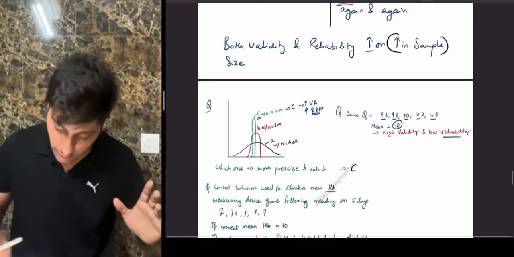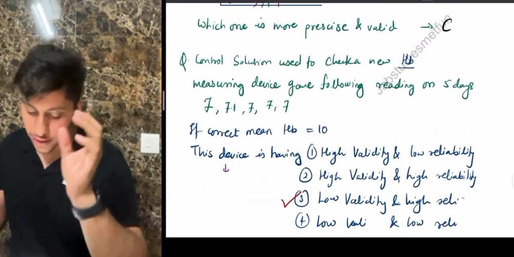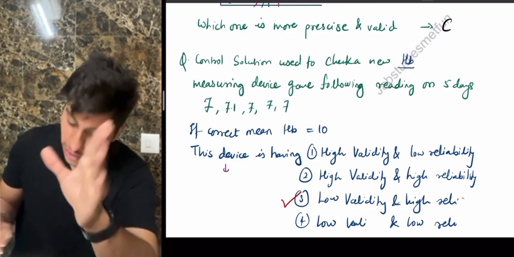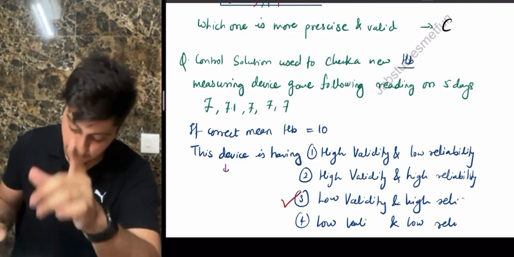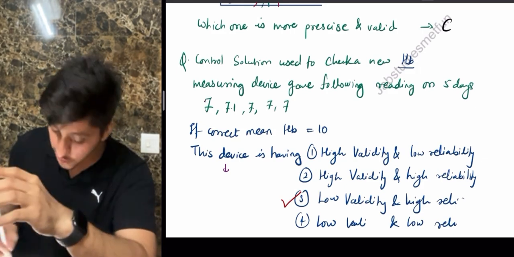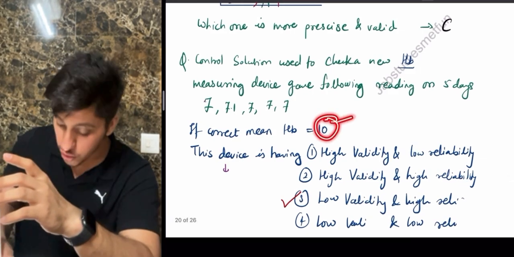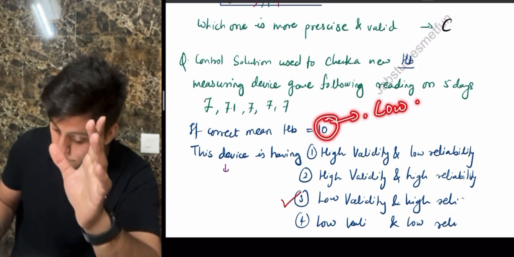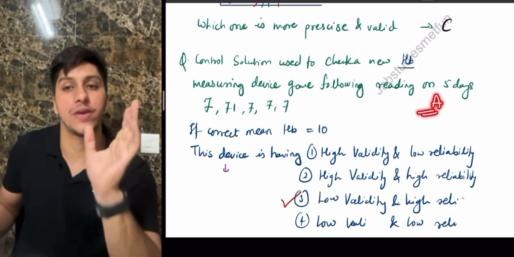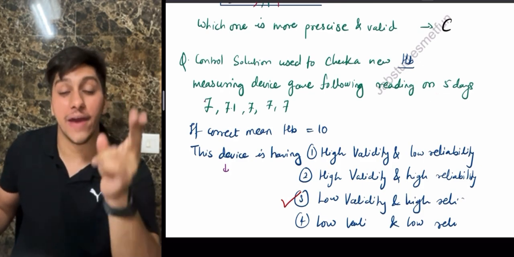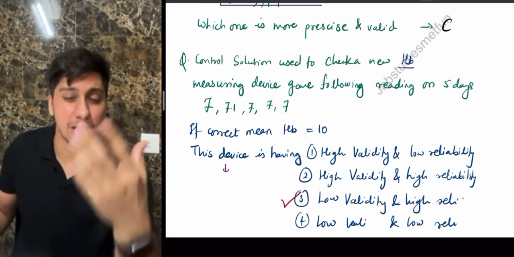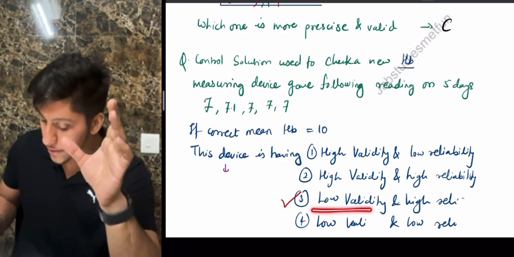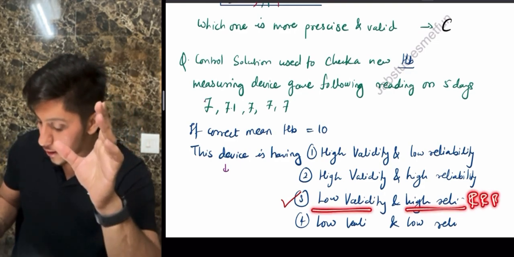Okay. Next, same question. Control solution. The control study to check a new hemoglobin measuring device was giving you these values for 5 days: 7, 7.1, 7, 7, 7. But you wanted a goal of 10. So you are not reaching your goal. You are not close to your goal. So there will be low VA. But the result is regularly happening with the same number. So that's why it is going to be low VA and high RRRP.